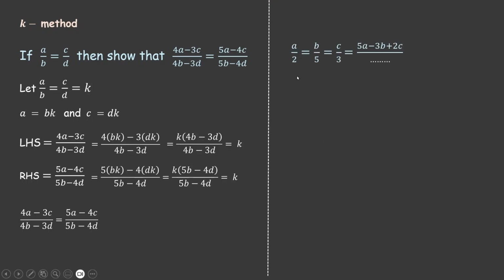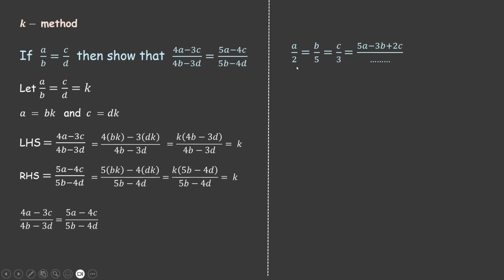Here, we are given a by 2 is equal to b by 5 is equal to c by 3 is equal to 5a minus 3b plus 2c divided by this blank. So, we need to fill in this blank. So, let us look into this. We need to make 5a here, right? This is what we need over here.